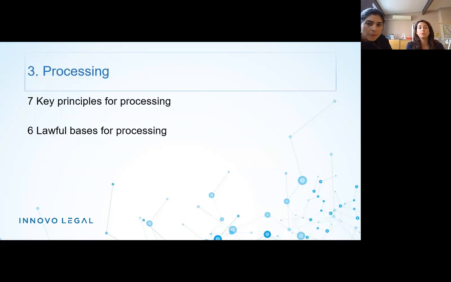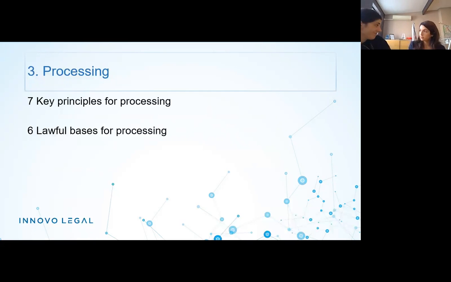Then we've got the six lawful bases for processing. So why am I entitled to process the information? There are six of them. I'll quickly tell you which ones they are, but then I'll stop on a couple which are the most relevant for most companies. First one being consent, and that's a key one. If you have obtained the consent of the data subject, then you can process, and we'll go through that. Contract is another one.